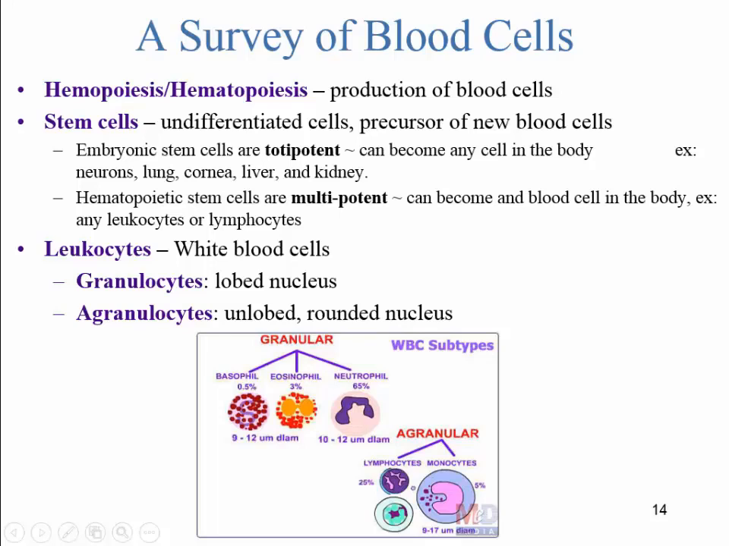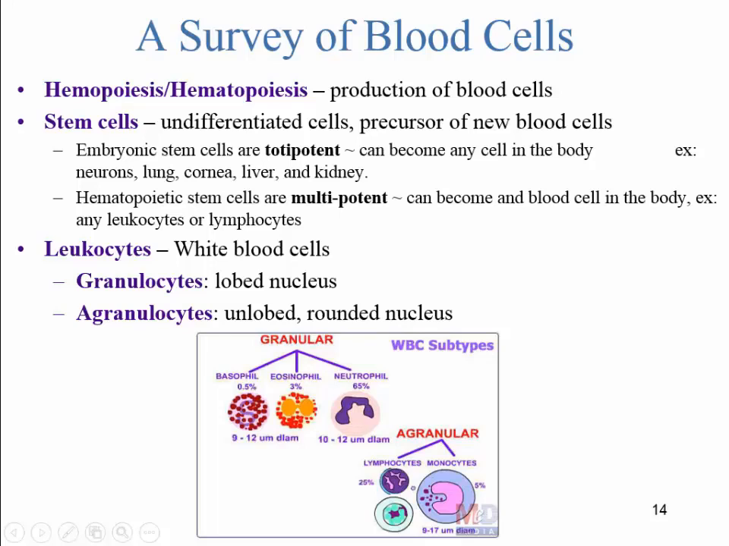Hematopoiesis consists of the production of all of our blood cells, and so this takes place in the bone marrow. What we find is the hematopoietic stem cells are multipotent, meaning that they can become any blood cell in the body. Embryonic stem cells, in contrast, are totipotent. These cells can become any cell in the body, including neurons, lung, cornea, liver, and kidney. So they can become entire organs.